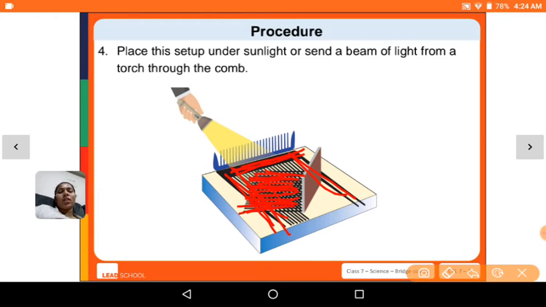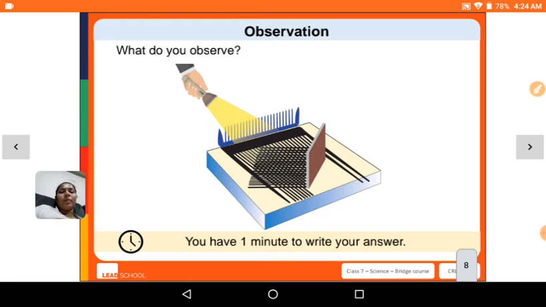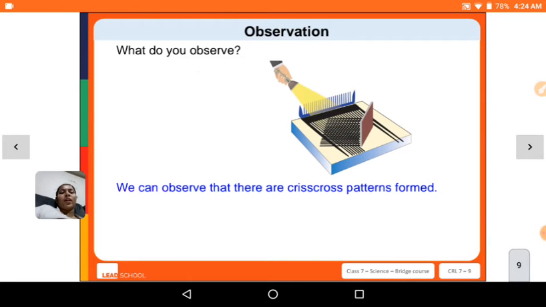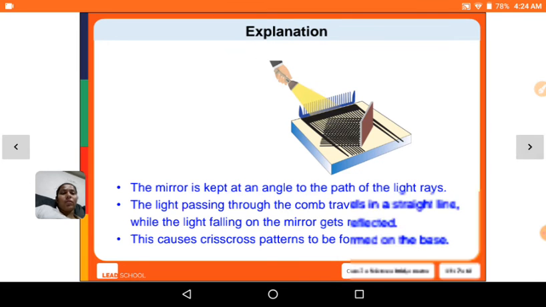So we can see a crisscross pattern on the surface of the paper. So what do you observe? We can observe that a crisscross pattern is formed. The mirror is kept at an angle to the path of the light. The light passing through the comb travels in a straight line while light falling on the mirror gets reflected. This causes a crisscross pattern to be formed on the base.